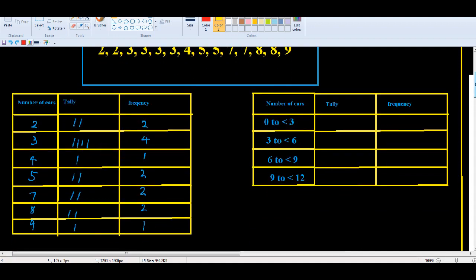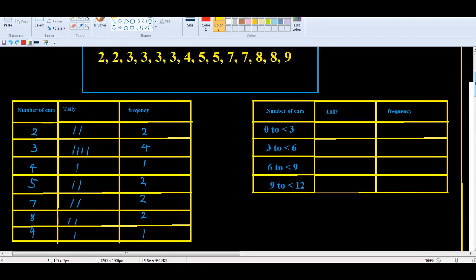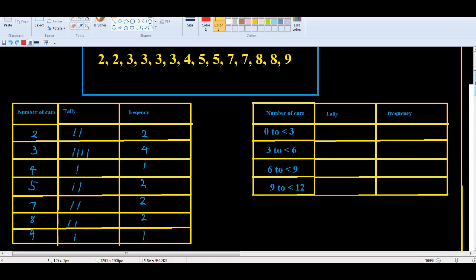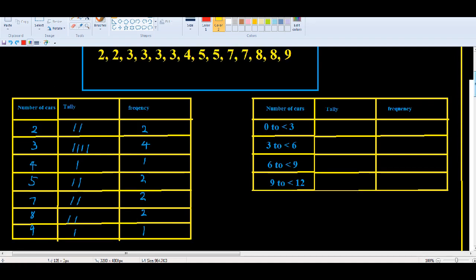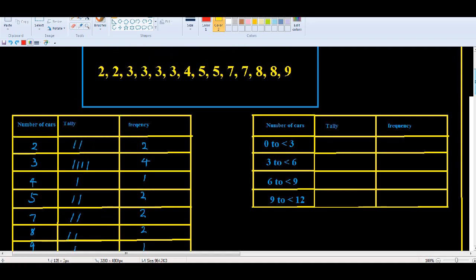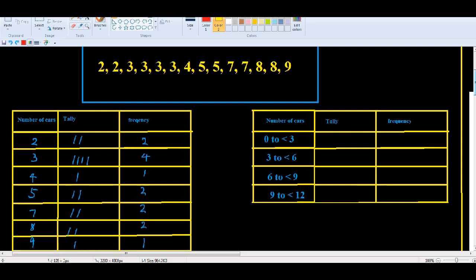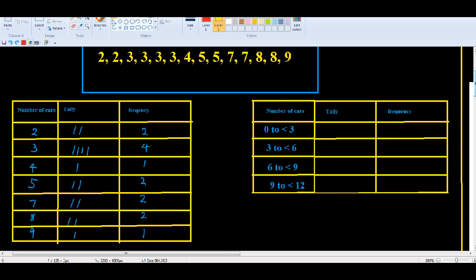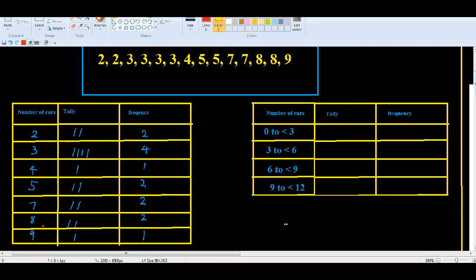Previously we have learned how to tabulate these sorts of data into a frequency distribution table, just like the one I've done on the left hand side. For this data, you can just write the number of cars. If there are 2 cars passing through a checkpoint, I write 2. If there are 3, I write 3. So there are 7 different types of data: 2, 3, 4, 5, without 6, 7, 8, 9.